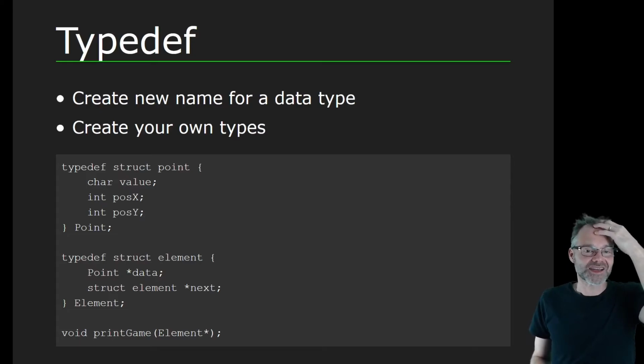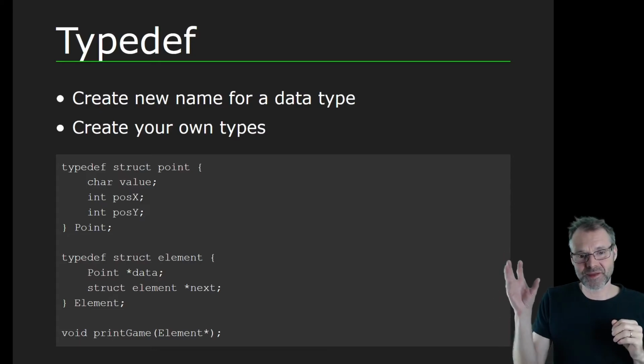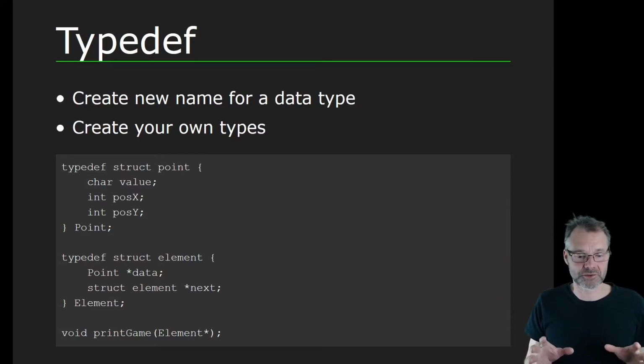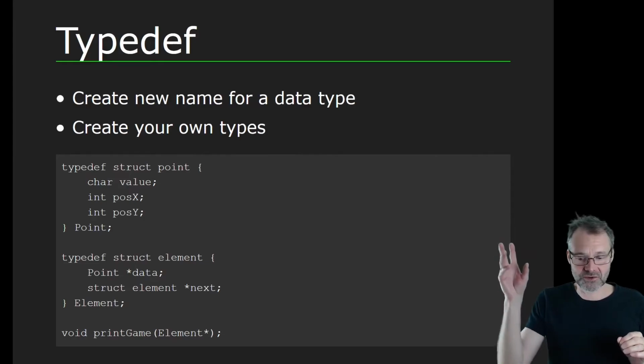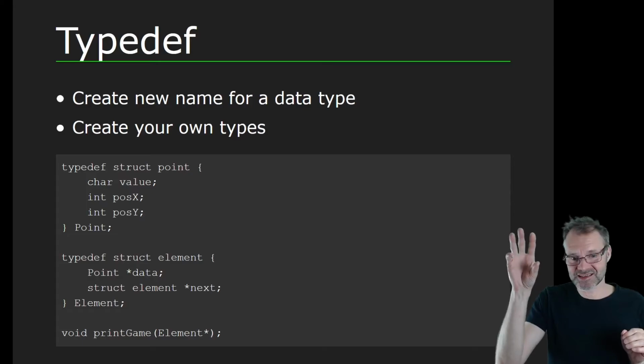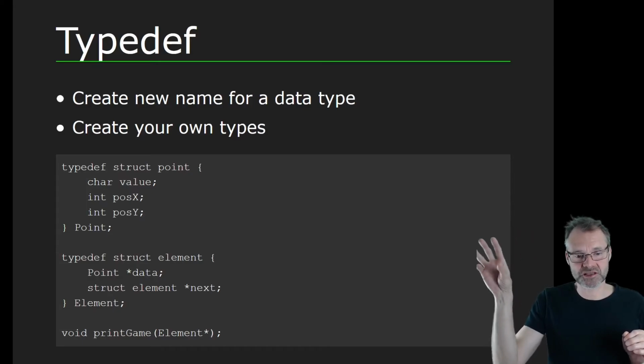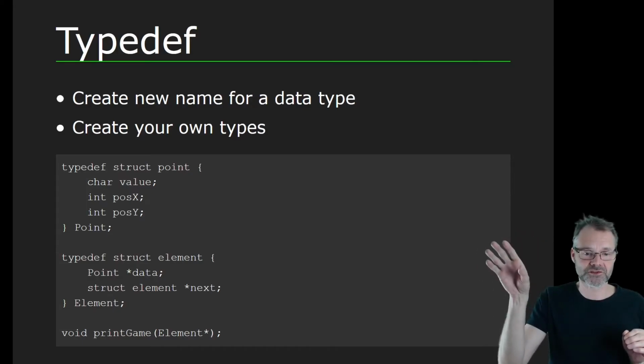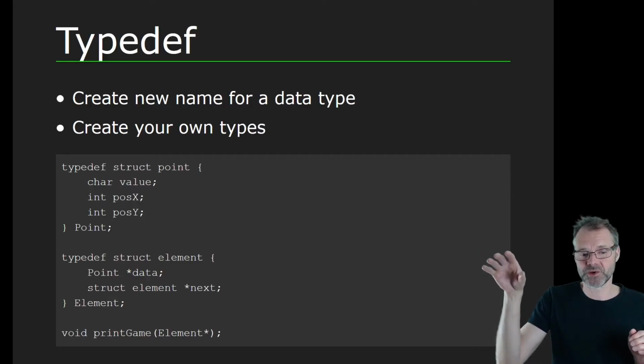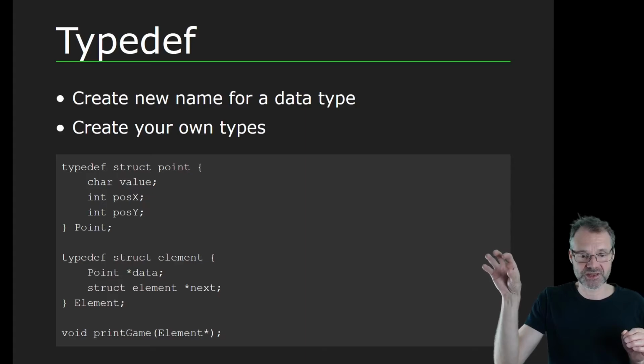Let's see what typedef can do for us. It perhaps makes our code a bit easier to read. So here we have this typedef struct point, it's the same struct point I'm using here. So for struct point, I'm just putting typedef in front of it, and at the end of it, I'm naming it Point with a capital P here. Then I can use that new type, and I'm using it here when I'm creating the struct element. So data is now a Point pointer.